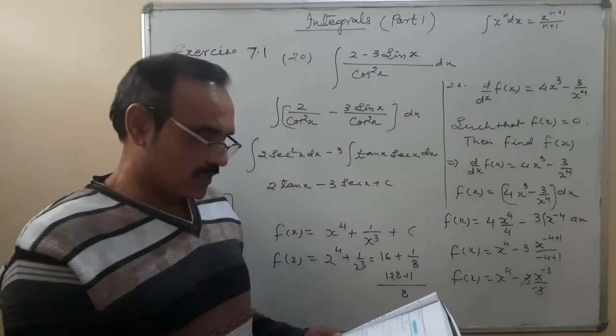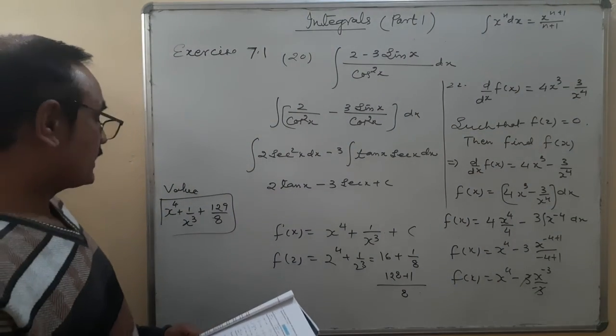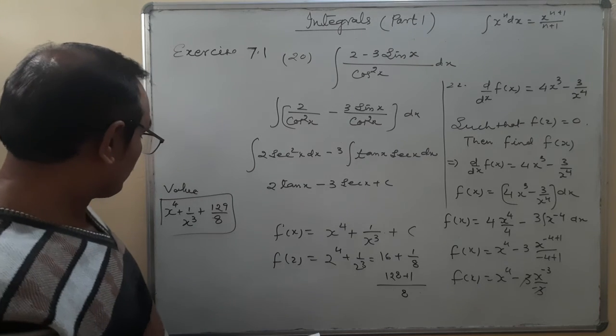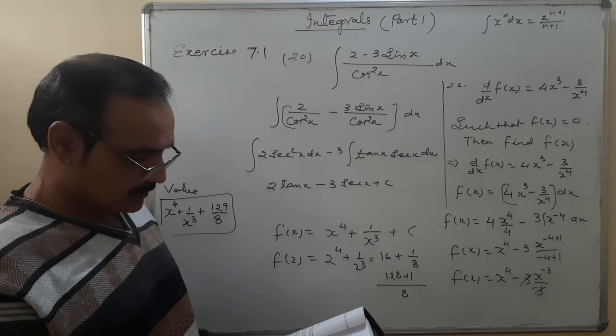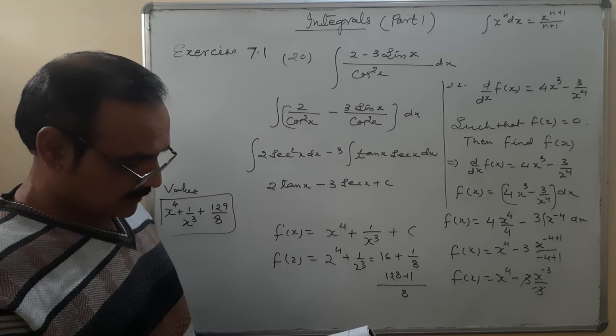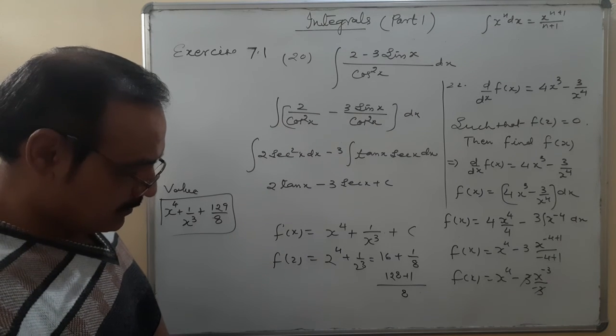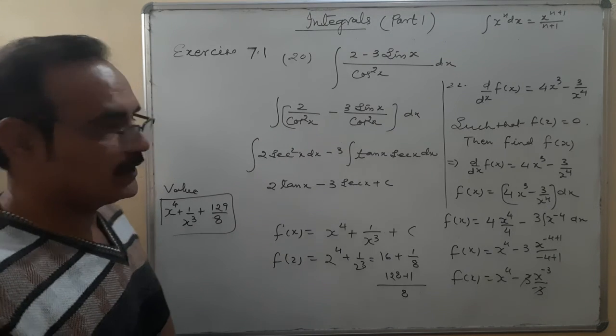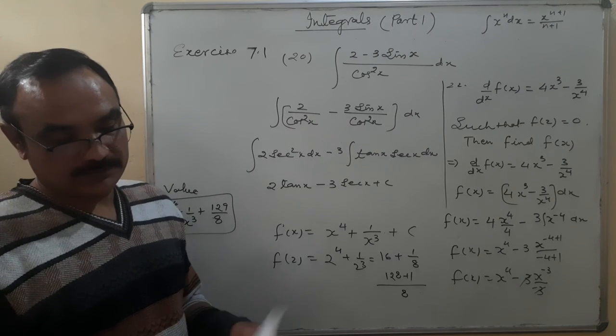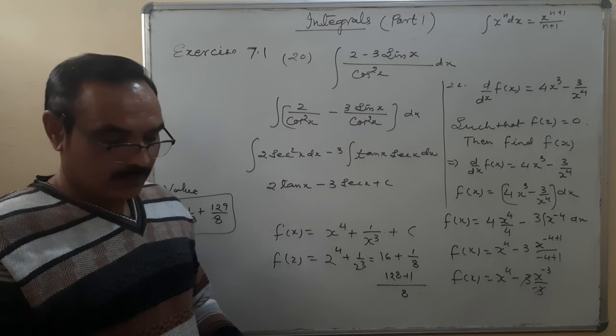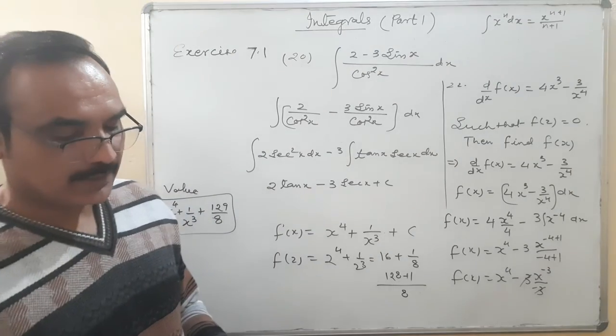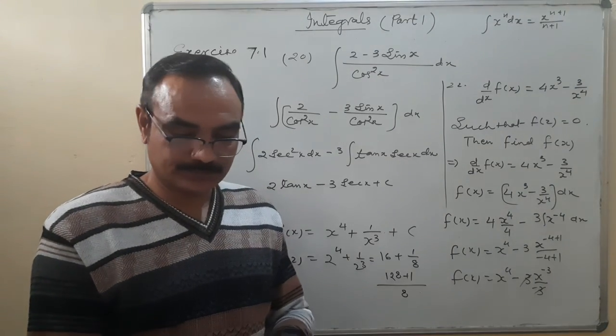That means the answer is, B part is correct. Okay, no, not B part. C part is correct: x to the power 4 plus 1 upon x cube plus 129 upon 8. C part is correct. Okay, so that is the end of exercise 7.1.